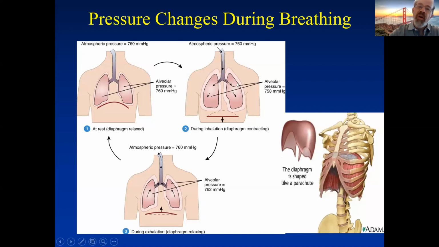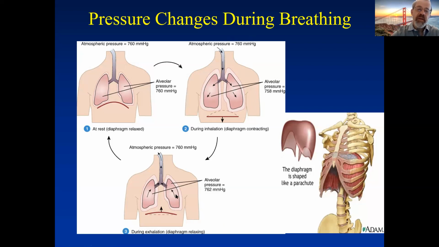So an increase in volume decreases the pressure. And now we have a pressure gradient, high outside, low inside. This is going to draw air in. We're inhaling now. Of course, we know the next step that comes after inhaling is exhaling.